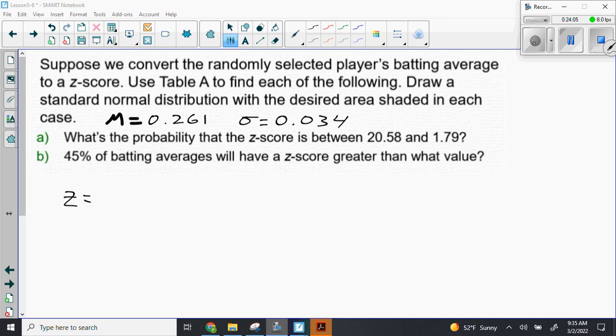All right, this must be a typo. That's got to be a typo. That's not even a real thing. I believe we need to say 2.58.